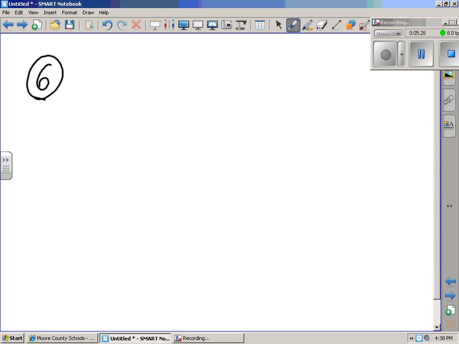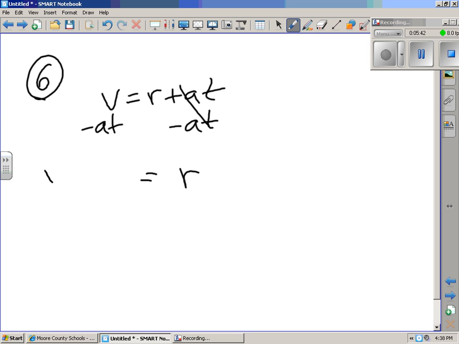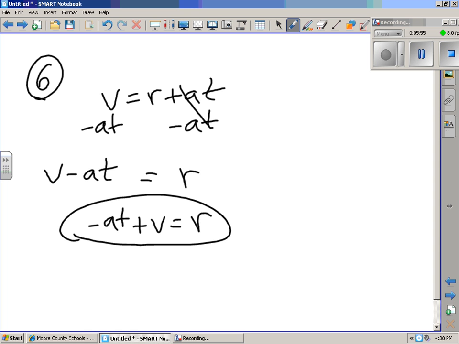Number 6, v equals r plus at, and we have to solve for r. Subtract at, and we're left with r equals v minus at. Now, your answer can come in different forms. For example, if you put at first and then v second, that's the same. You're allowed to switch the order according to the commutative property of addition.